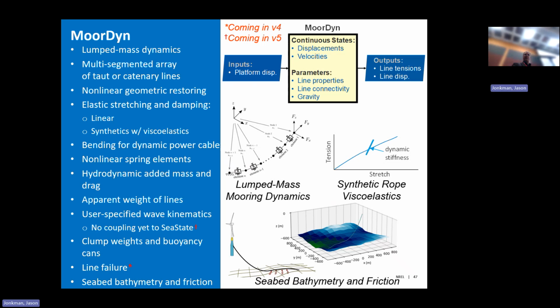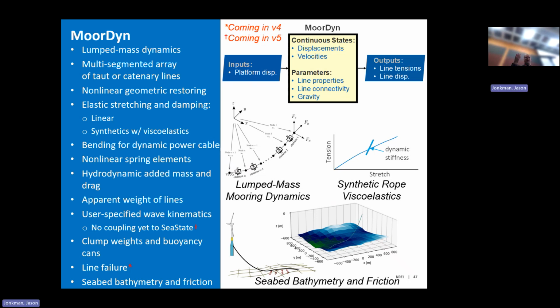For moorings, we have MoorDyn, and if you know things like OrcaFlex for moorings, basically MoorDyn is our version of OrcaFlex. It's lumped mass dynamics. So you discretize a mooring line as a series of rigid bodies connected by springs and dampers. It can do catenaries or taut lines, with full nonlinear geometric restoring. The elasticity can be either linear, like linear springs.